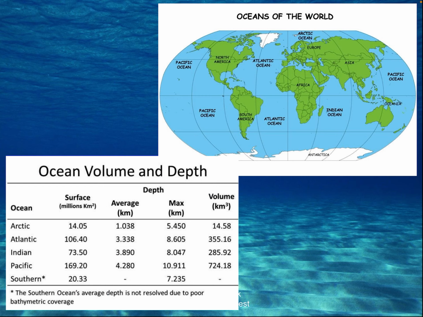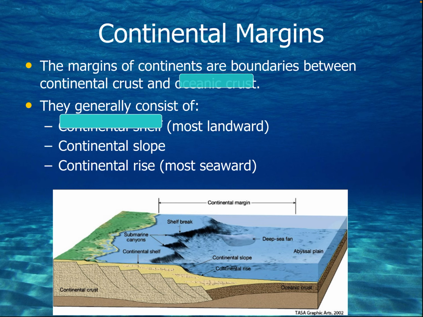This chart gives you the depths, the volume, and the surface area. And again, the Pacific beats them all quite handily. It is twice the size of the Atlantic just in sheer volume. One thing that's interesting about the Southern Ocean is that on the chart there you'll see that its average depth is not calculated because we have not mapped enough of it to come up with an average depth.